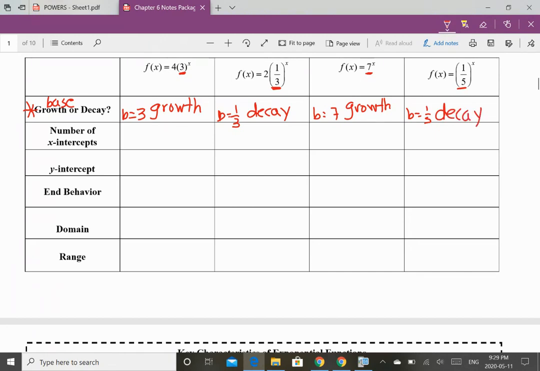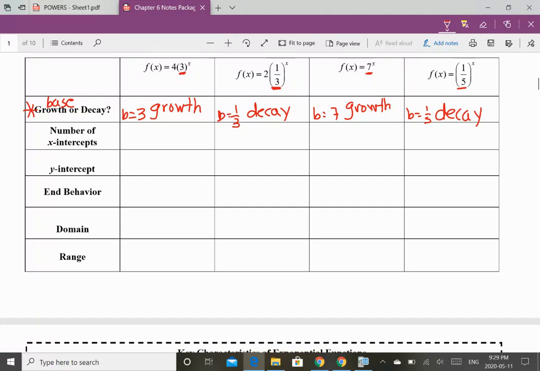Now, we could also graph each of these and just look at the functions. If it rises from quadrant 2 to quadrant 1, it would be growth. If it goes down or falls from quadrant 2 to quadrant 1, it's decay. But we don't have to do that. We can just have a look at the base and answer that question without graphing.